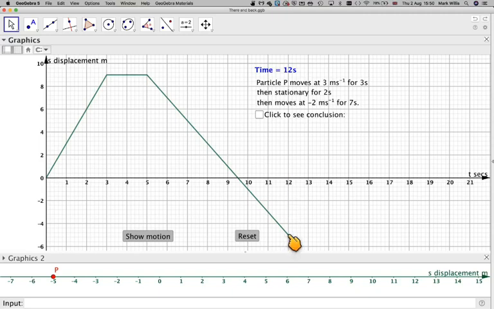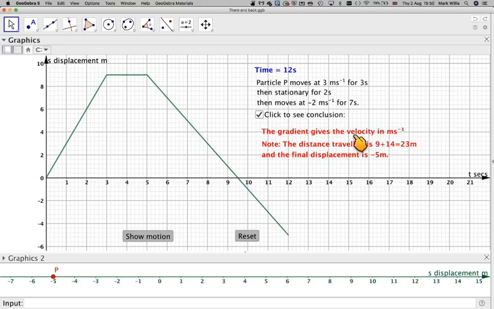of minus 5. Okay, so the gradient gives the velocity, so here we have a positive velocity because it's going upwards, and this gives a negative velocity, minus 2. Speed will just be 2.